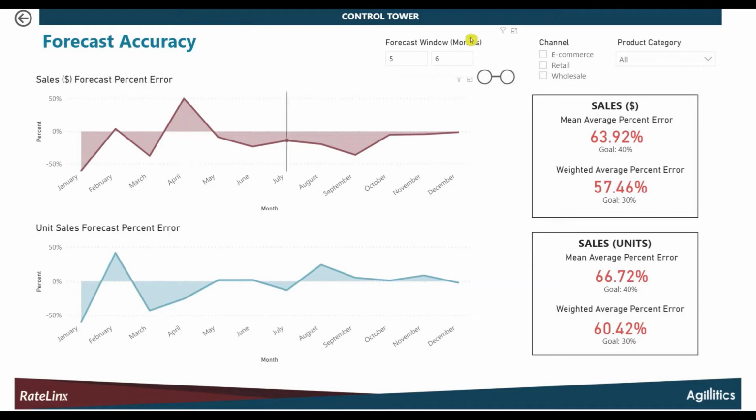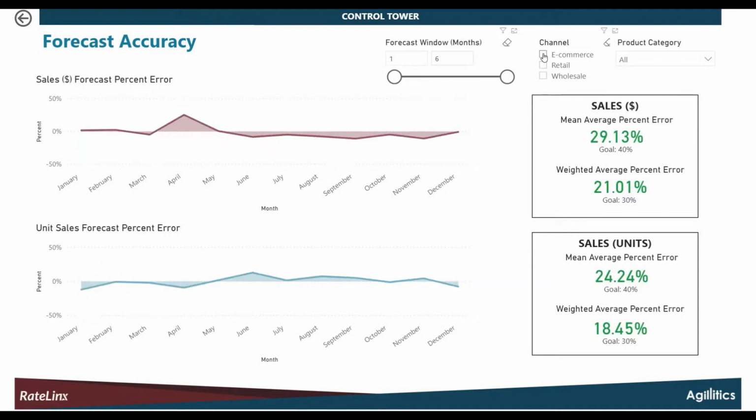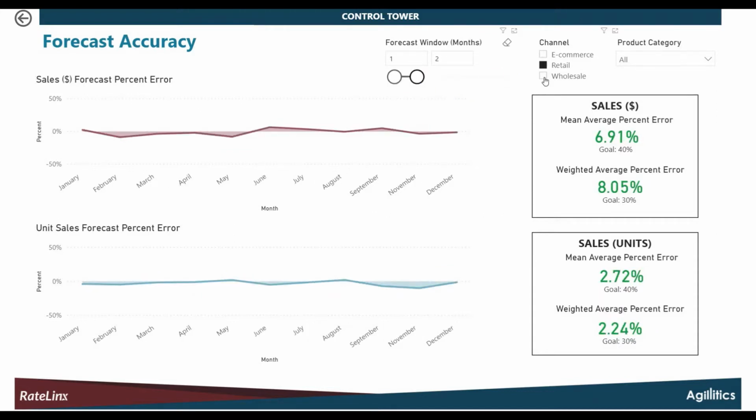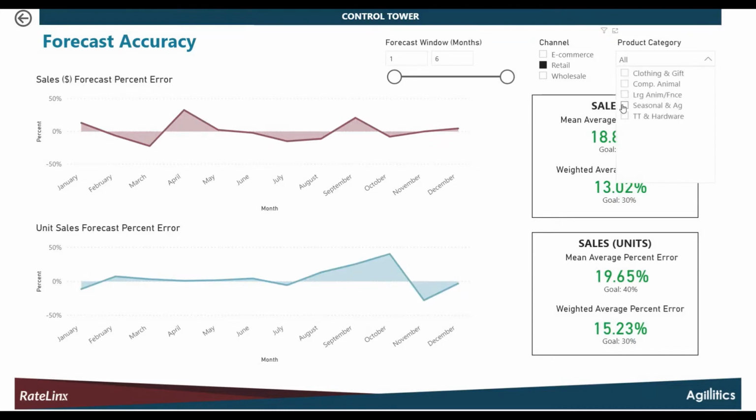The user can also splice by the channels of business and see, for example, if their forecasts for e-commerce sales are less accurate than retail. They can do a similar evaluation for different product categories.